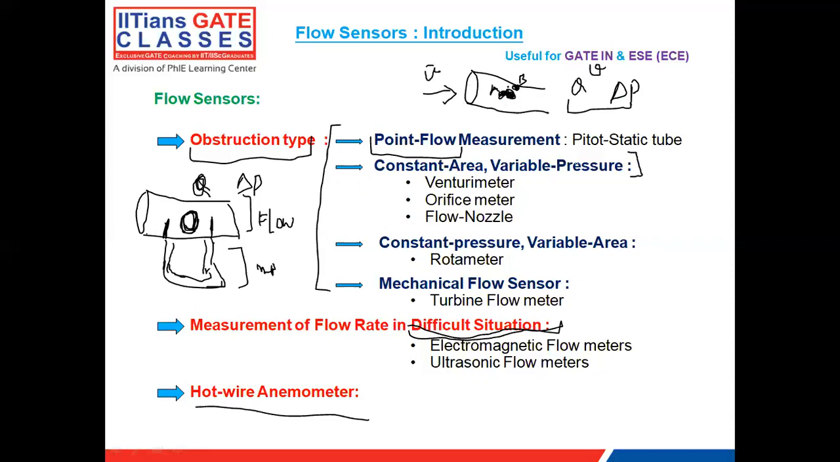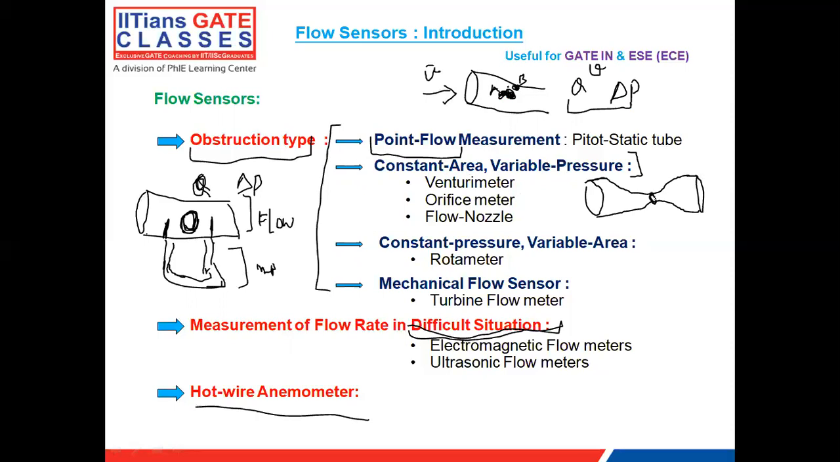Next, there are two flavors: constant area variable pressure, and constant pressure variable area. In constant area variable pressure, the pressure is variable. Generally in the venturimeter, orifice meter or flow nozzle, the pipe structure is like that: the diameter keeps reducing at some particular point and it will again resume.